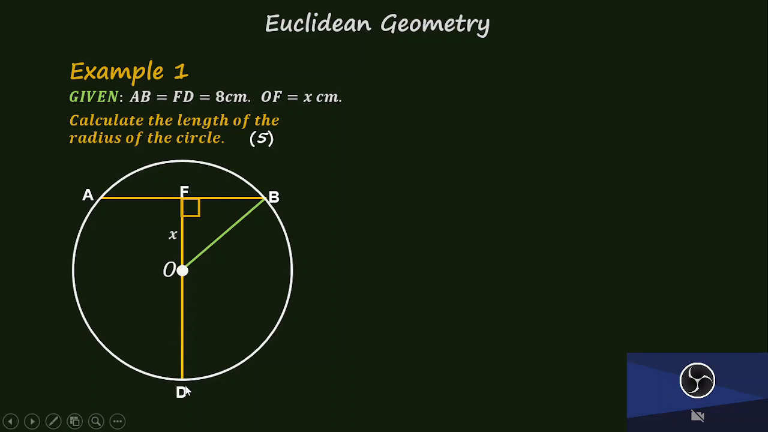OD is the radius because it moves from the center to the circumference, right? So where do we start? We know that AF should be equal to FB. Why? We remember that any line drawn from the center of the circle, which is perpendicular to any chord, bisects the chord. Therefore, since we know that AB is 8 centimeters, then AF would be 4, FB would be 4. This is half of 8 because OF cuts AB into 2 equal halves, and AB is 8 centimeters.